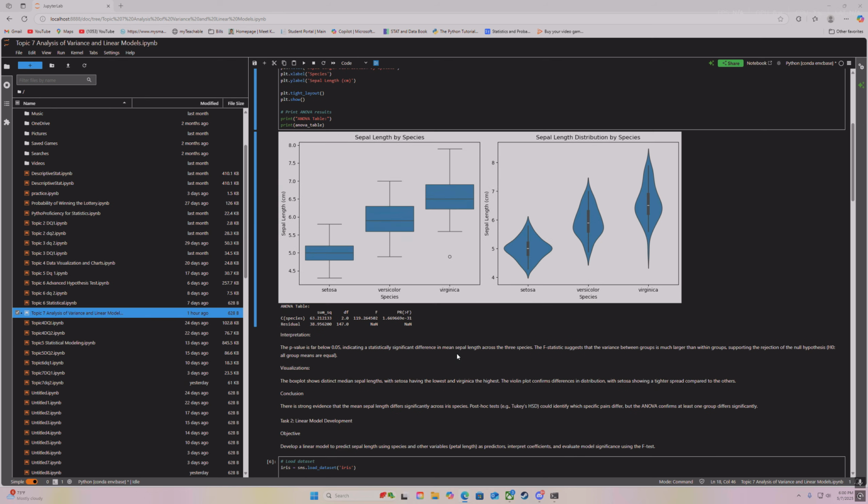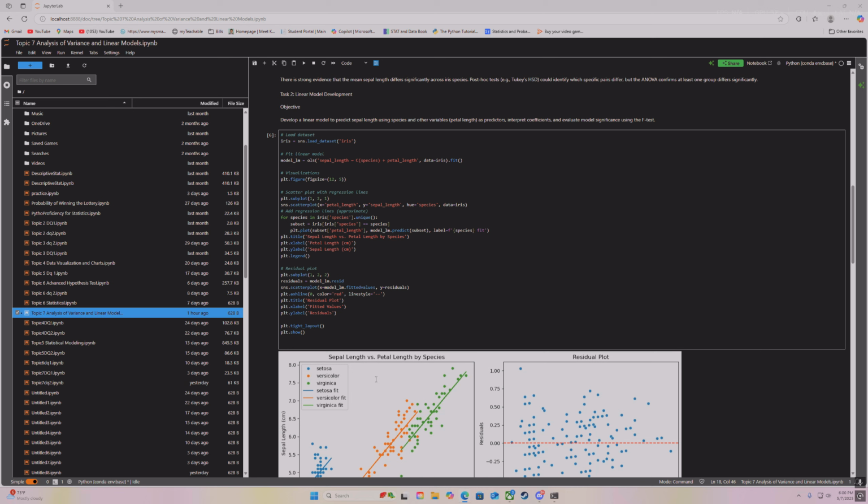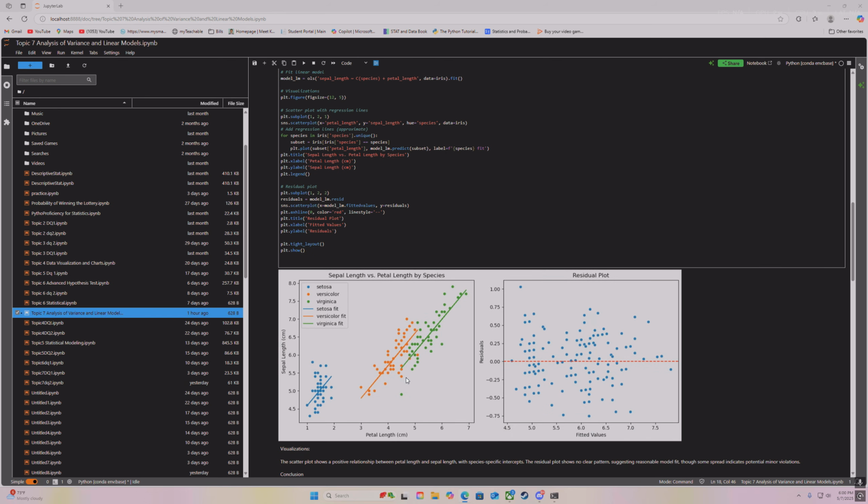Next, we're going to go into our linear model development for our task 2. In task 2, we built a linear regression model to predict the sepal length using the species and the petal length as predictors. Here on our scatter plot, we show the sepal length versus the petal length, colored by the species with the fitting lines for each.